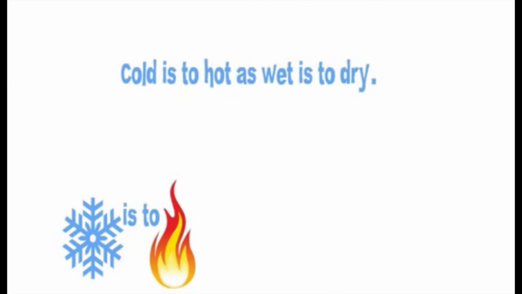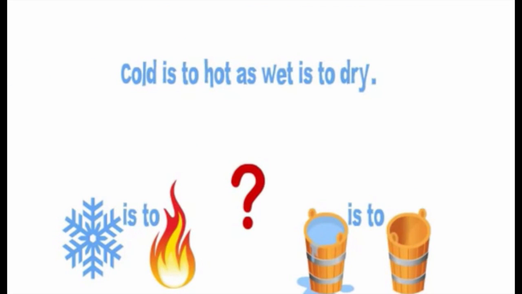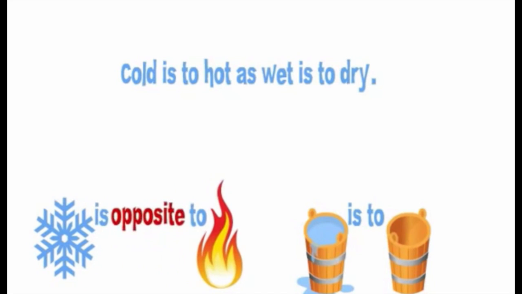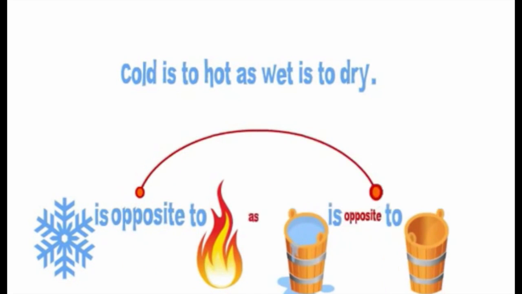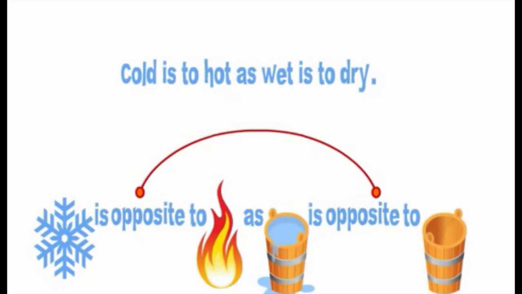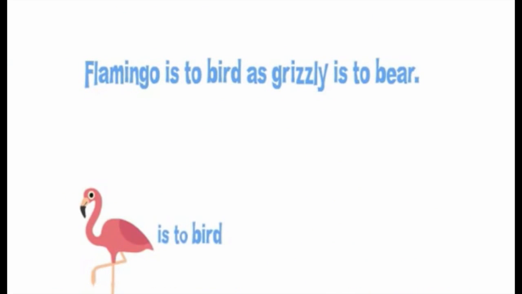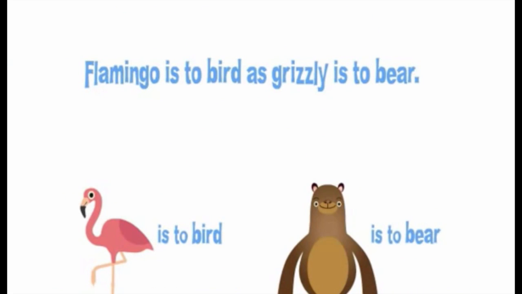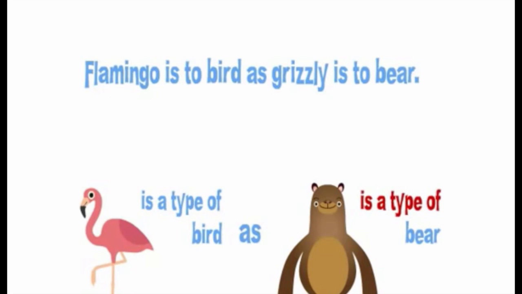Here's another one. Cold is to hot as wet is to dry. What does this one mean? Cold is opposite of hot the same way wet is opposite of dry. How about this one? Flamingo is to bird as grizzly is to bear. A flamingo is a type of bird the same way that a grizzly is a type of bear.